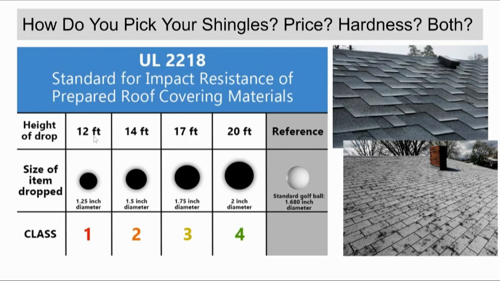So for example, with a class 1 shingle, you can drop a 1.25-inch diameter steel sphere from a height of 12 feet and it doesn't impact the shingle. Whereas with a class 4 shingle, you can have a 2-inch diameter sphere dropped from 20 feet without damaging the shingle.